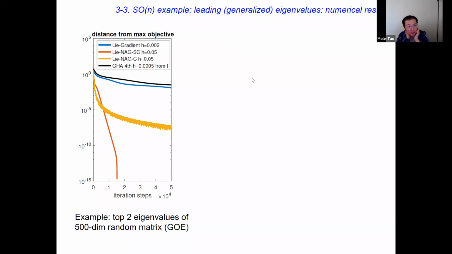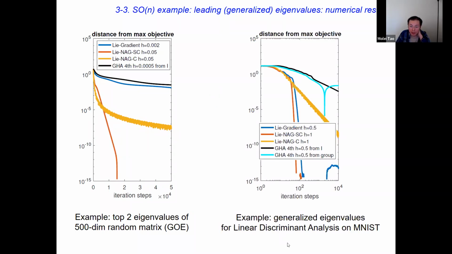Okay, so here's one example. Here I arbitrarily generated a 500-dimensional matrix, and I just want to compute the largest two eigenvalues. So roughly speaking, red and yellow are results of the new approach. X-axis is the number of iterations. Y-axis is how far away you are from the maximum value of the objective function. So you can see significant acceleration when compared to SOTA methods on the market. That's a toy example, but here is a real example.